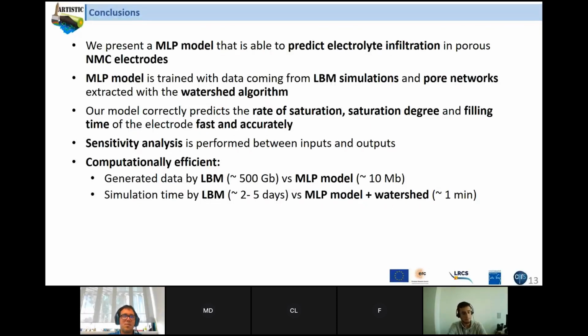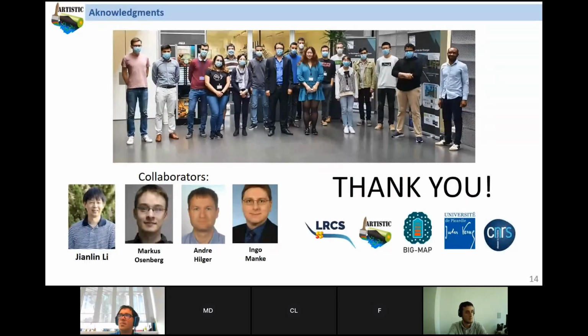It's nothing more. And the same with simulation time. In LBM, we take around 2 to 5 days to simulate. On the contrary, with the MLP model, plus of course obtaining the correct pore network model, it was around 1 minute in our case. But of course, this time will scale with the size of the system you want to predict, right? And it also depends on the watershed method. Basically, of this 1 minute, 90% of the time is taken in obtaining a correct pore network model. And with this, I will finish.